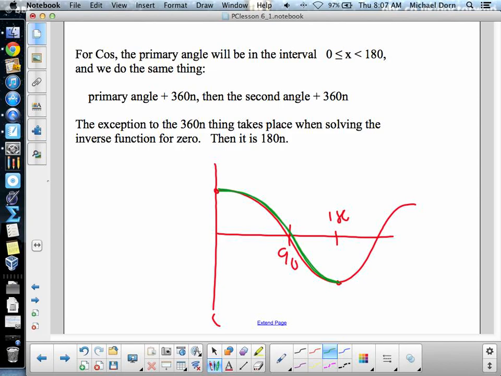Whenever we're dealing with sine inverse of 0 or cosine inverse of 0, we do plus 180n, because the zeros happen every 180 degrees. It's just the nature of the function. You don't need to come up with a secondary solution for 0. You only need the primary. So you go 90 plus 180n for 0, because every 180 degrees it's going to be at 0 again.